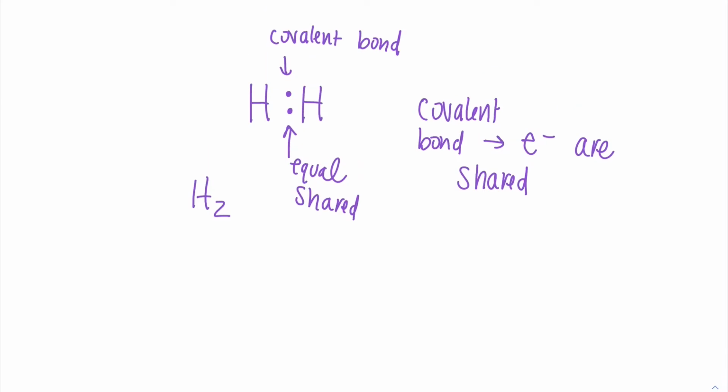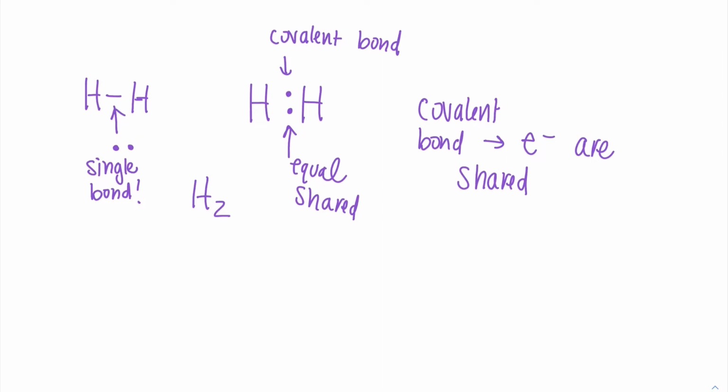Co meaning together, sharing, and valent referring to the electrons: covalent. In the Lewis dot model, which is what I'm showing here, the electrons are represented as dots. You can also represent them as line structures, where you put a line between them like that. One single line represents sharing of two electrons. That's called a single bond.